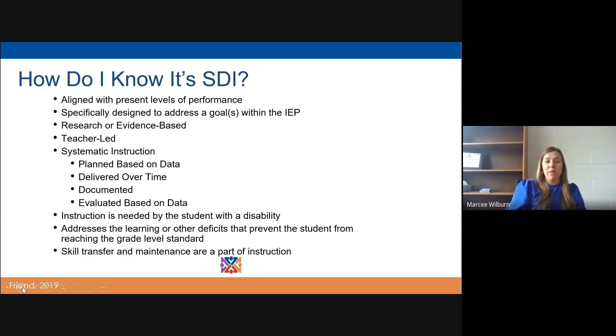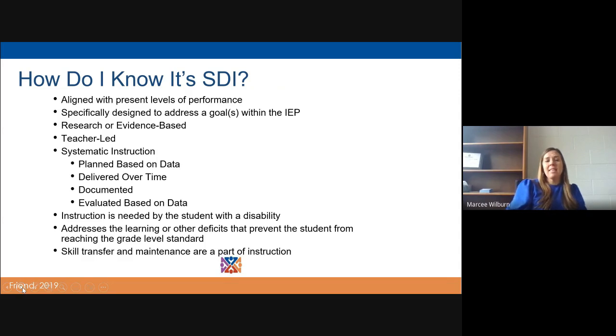Looking at the research-based or evidence-based practices behind the SDI, how did you come up with that type of instruction? How did you change the content based on the research? How did you change the methodology based on the research? And then how did you potentially change the instructional delivery based on the research? Remember, this is something that the teacher's doing. So how is the teacher providing this type of instruction? What does it look like?